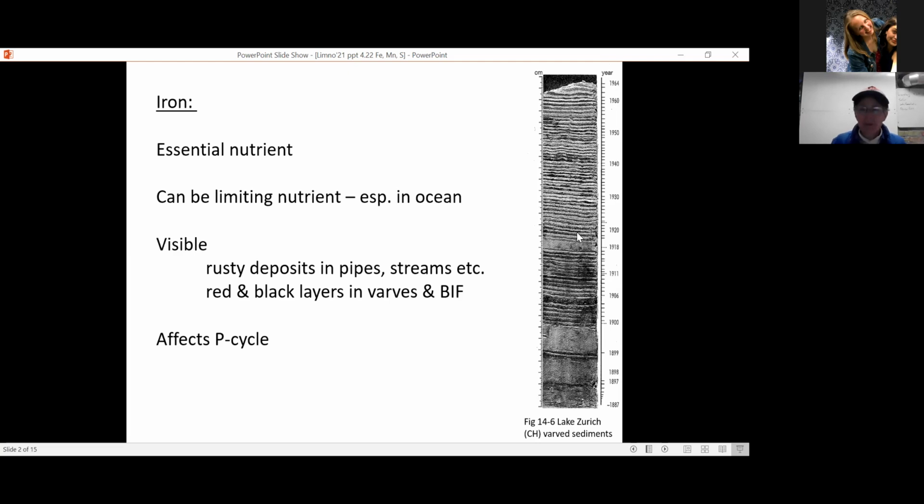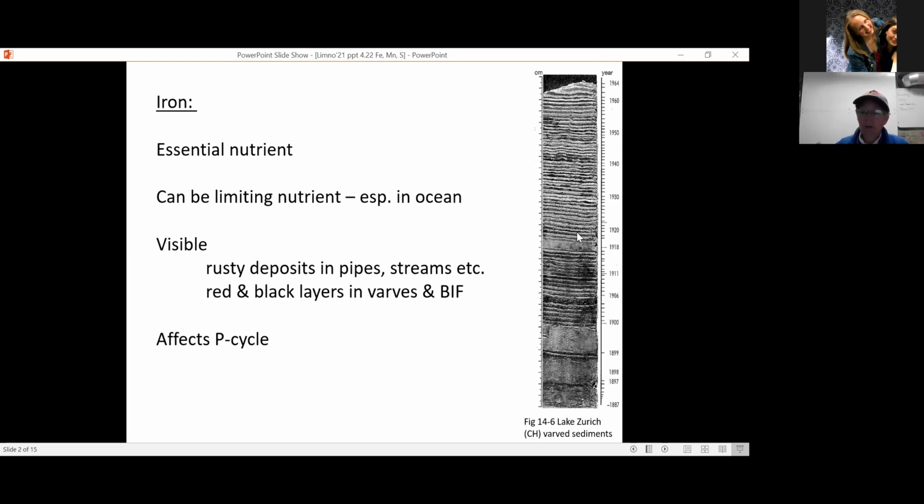Iron is also important in a way because it forms rusty deposits inside houses, inside pipes, and in streams. Sometimes on the sides of streams, there'll be places where iron-rich groundwater has emerged and oxidized, and the iron precipitated, and you can see it. And iron is important in lake sediments because it makes the annual layers visible.